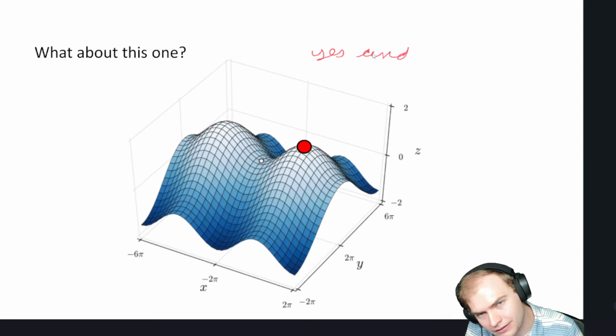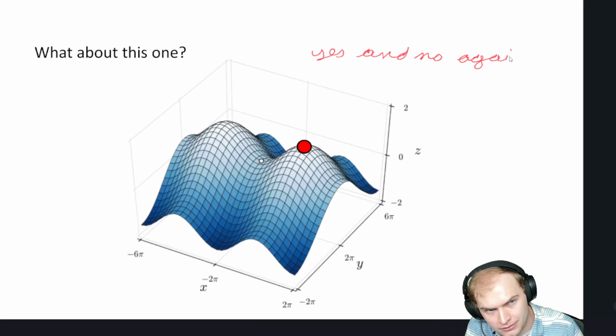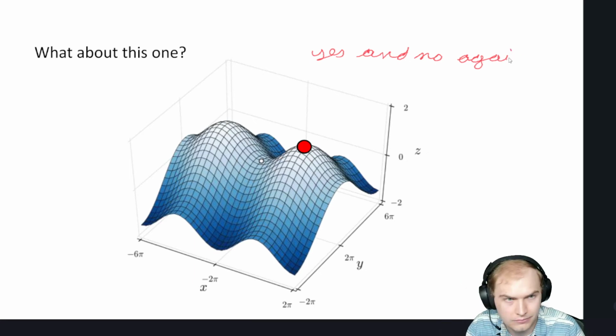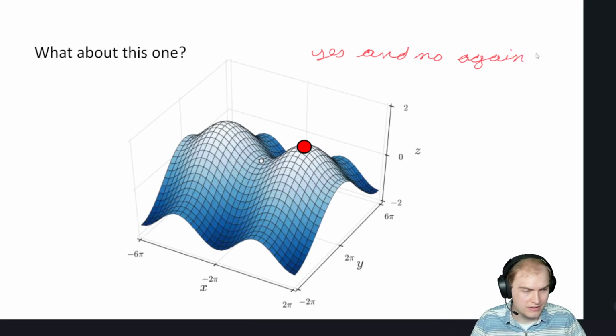Yes and no again, for the same reasons. It can't be written as a linear combination of points in the set, but also the set is not convex. So there are, yeah.